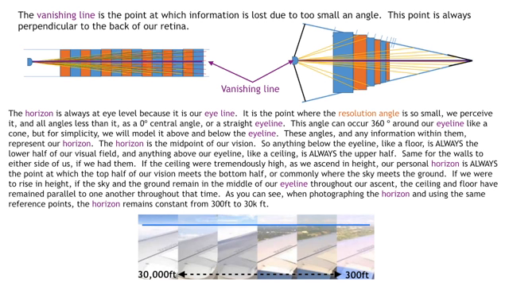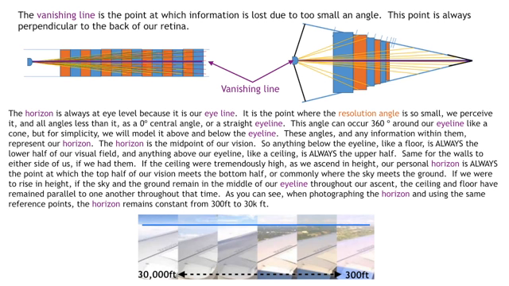So the vanishing line is the point at which information is lost due to too small an angle. This point is always perpendicular to the back of our retina. The horizon is always at eye level because it is our eye line. It is the point where the resolution angle is so small we perceive it, and all angles less than it, as a 0-degree central angle or a straight eye line. This angle can occur 360 degrees around our eye line, like a cone. But for simplicity, we will model it above and below the eye line.